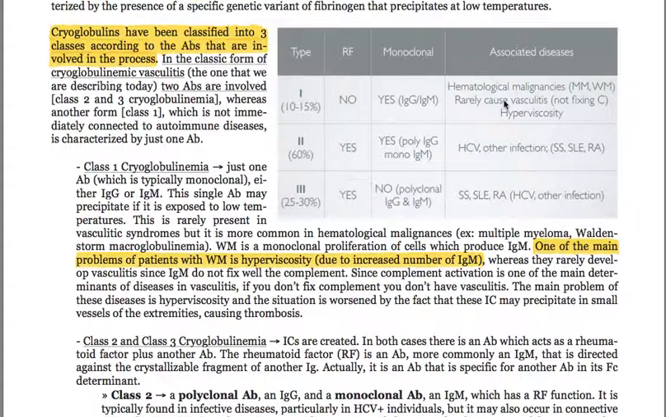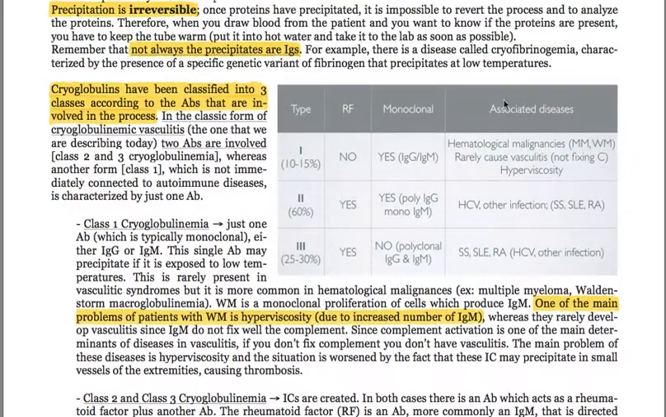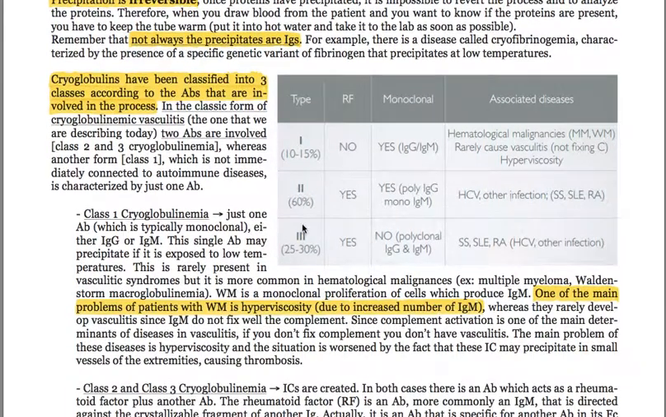have hyperviscosity. Type 2, 60% of cases, we have presence of rheumatoid factor, we have presence of polyclonal IgG and monoclonal IgM associated with HCV and other infections. Instead, type 3, that is present in 25-30% of cases, we have rheumatoid factor association, no monoclonal antibodies, only polyclonal IgM and IgG, and the associated diseases are mainly systemic sclerosis, lupus, and rheumatoid arthritis.